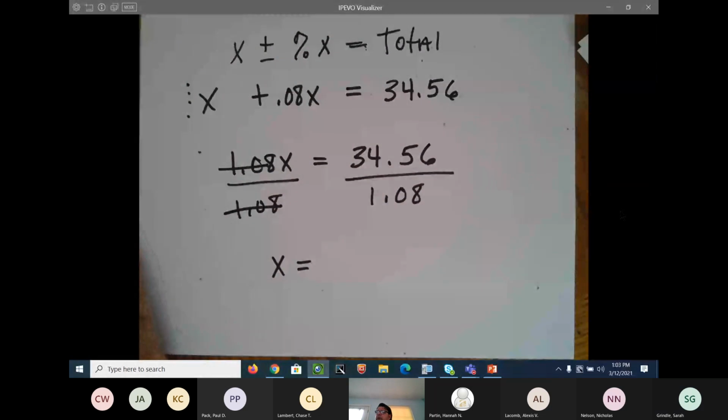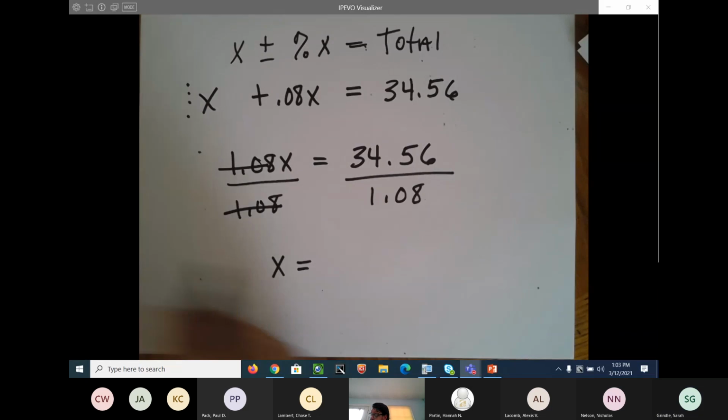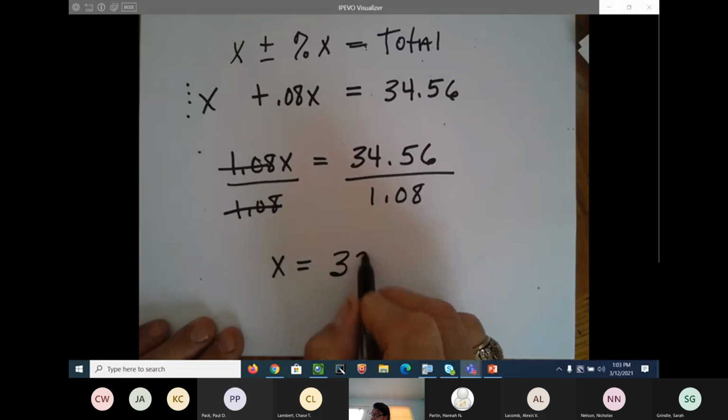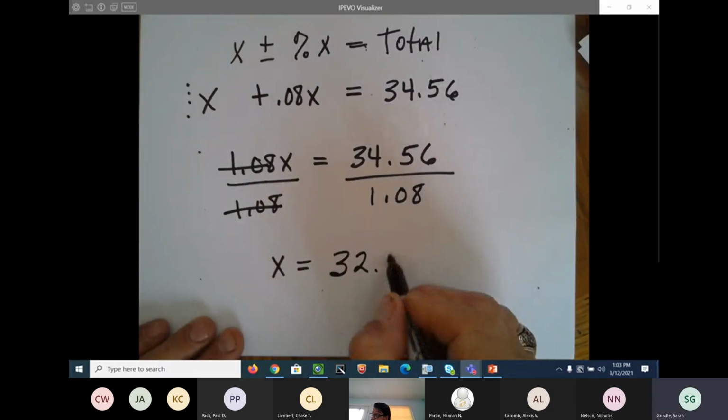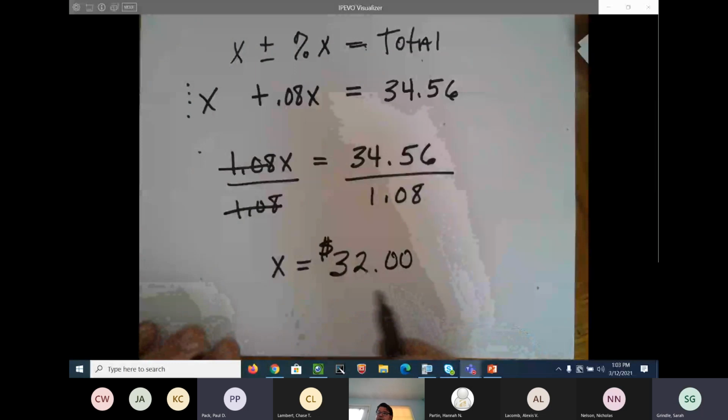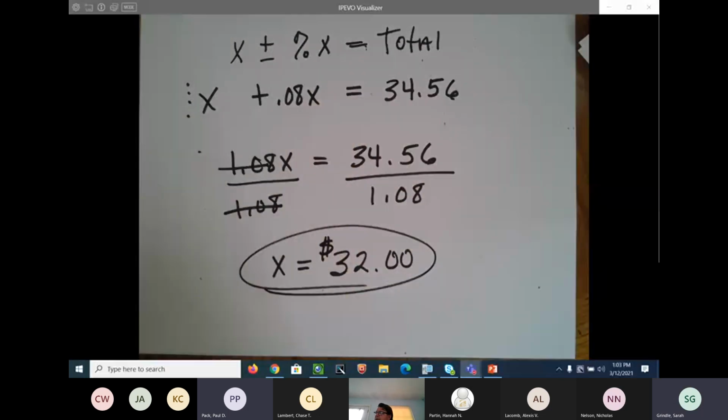32. 32 even? Yeah, that's what my calculator says. Usually it's not even like that. Usually it comes out with some change. That's what I got, 32 bucks. I got 32.91. I got 32 even. Okay, I'm going to the calculator. Y'all set me up for failure. Y'all like to do that.